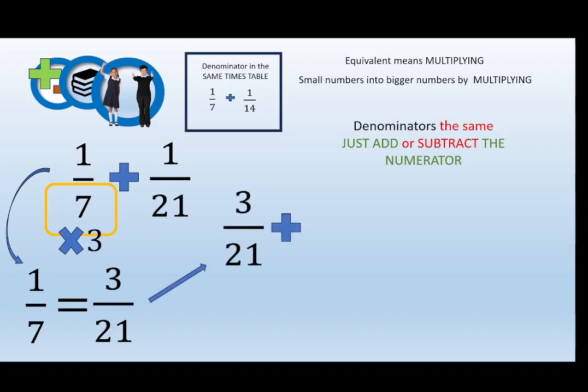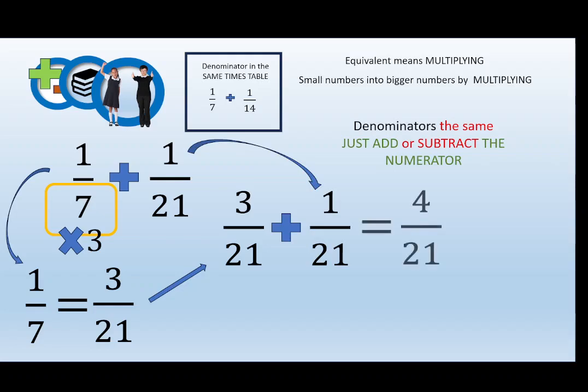Put that into my sum, replacing the 1/7 with 3 21s. Bring in the 1 over 21 and yep, the denominator's the same. Add it together and I get 4 over 21.